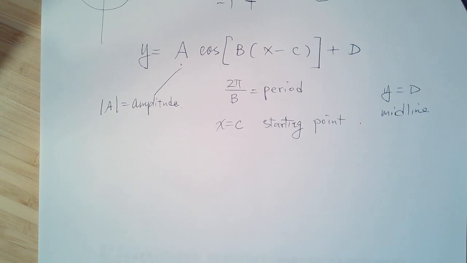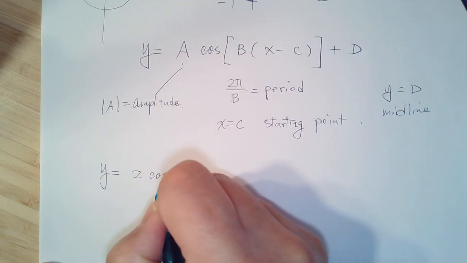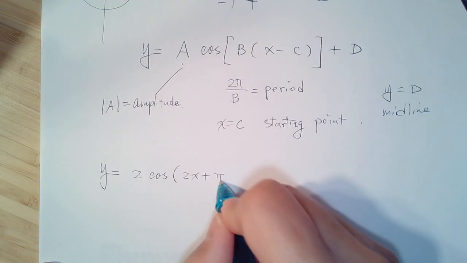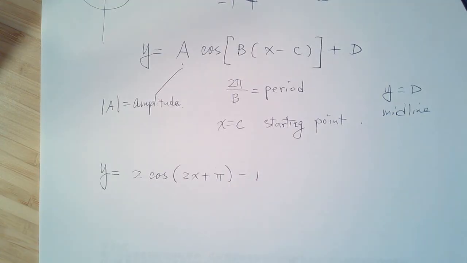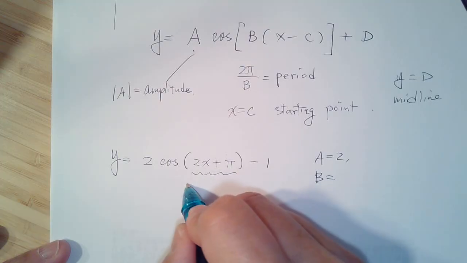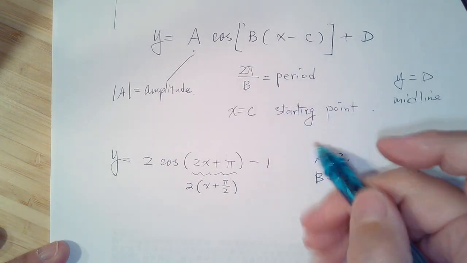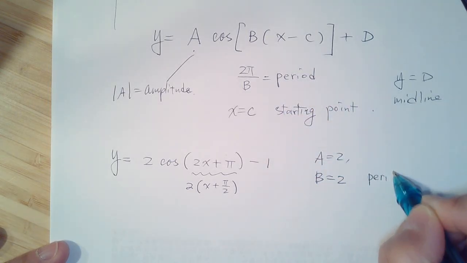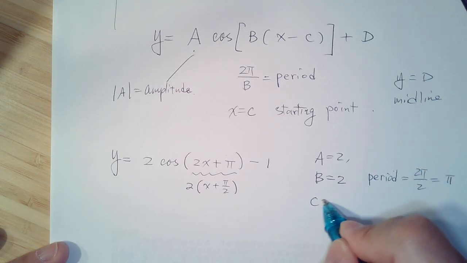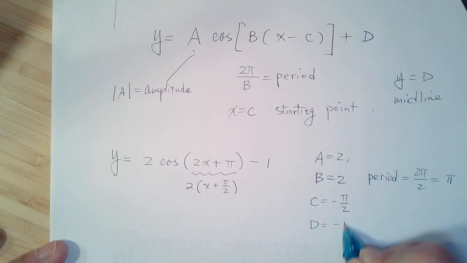All right, I'm going to give you one more example so we can finish that. Let me graph y equals 2 cosine (2x plus pi) minus 1. Now A is 2, and B, be very careful here, I have to write that as 2 times (x plus pi over 2) so I can get this form. I get B equals 2. Therefore, my period equals 2 pi over 2, which is pi. And my C is negative pi over 2, because C is the opposite sign. And my D is -1.